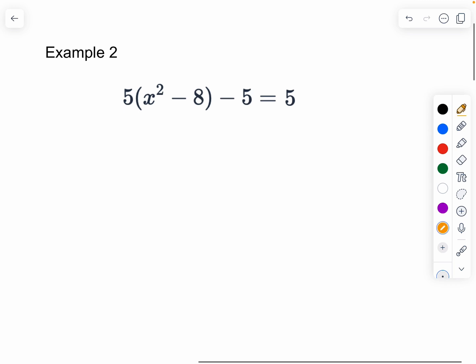In the second example, we are really going to be tested to see if we can use our algebra skills correctly. We are going to first want to add 5 to both sides. We want to add that 5. Remember, addition and subtraction should be done before multiplication and division.